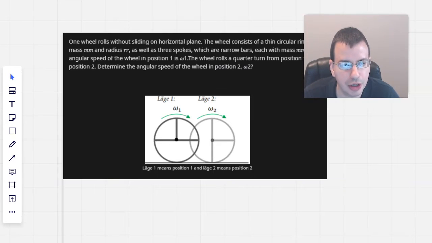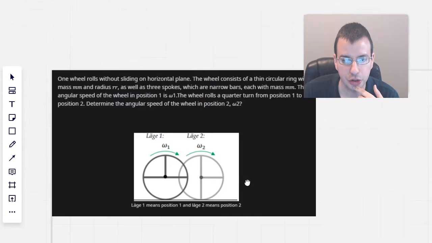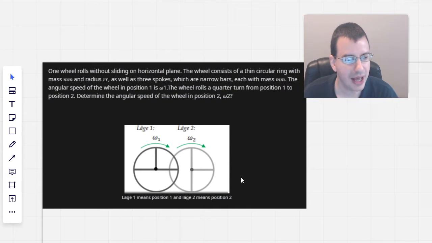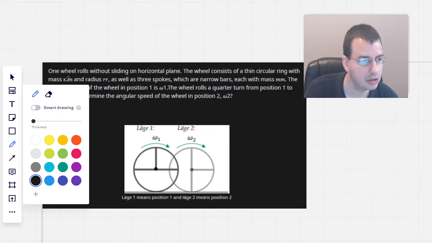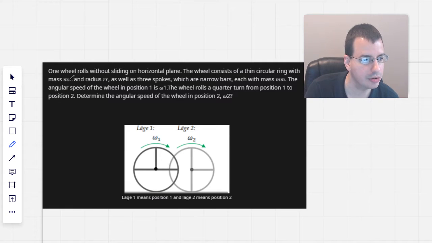One wheel rolls without slipping on a horizontal plane. The wheel consists of a thin circular ring with mass m. I'm just going to call that single m. And radius r.